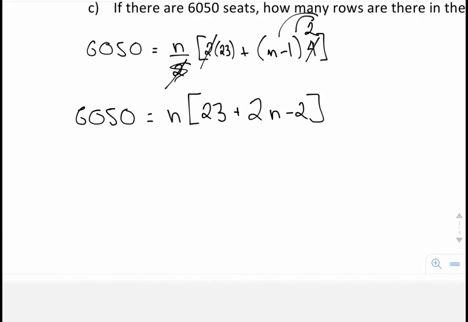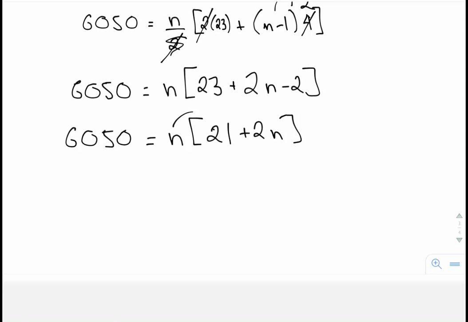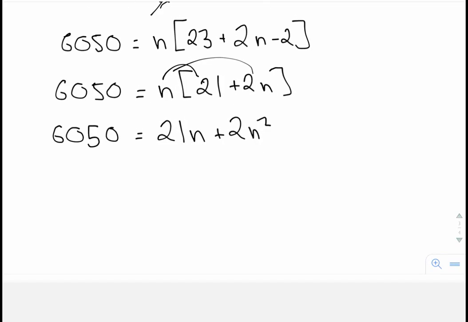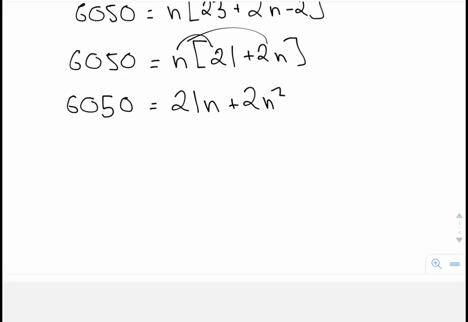Next I collect like terms, so I get 6050 equals n times the bracket 21 plus 2n. Then I bring the n inside the brackets: 6050 equals 21n plus 2n squared. Let me bring everything over to the right hand side and flip the equation so that I have everything on the left. I have 2n squared plus 21n minus 6050 equals 0.